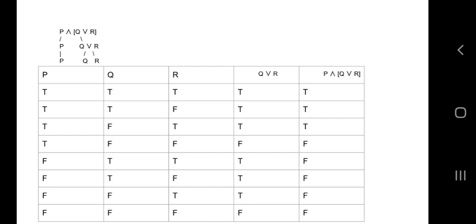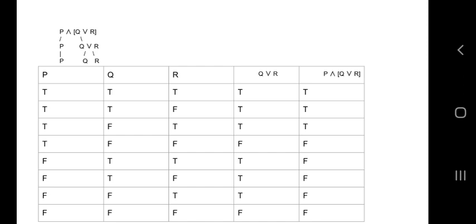Okay, so the fourth column has to be Q or R. So for this formula, we're going to look at the Q column and the R column. And remember, an OR statement is only false if both of the options are false. So if we look at the rows, only the fourth row and the eighth row are both false for Q and R. So for the Q or R column, every entry will be true except for the fourth and the eighth rows.